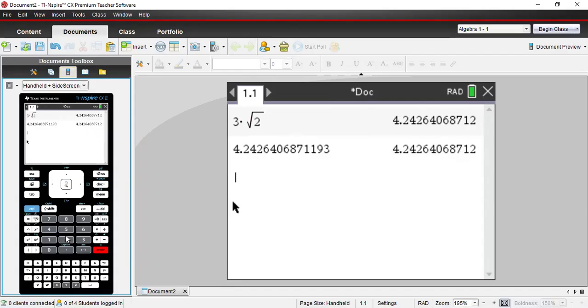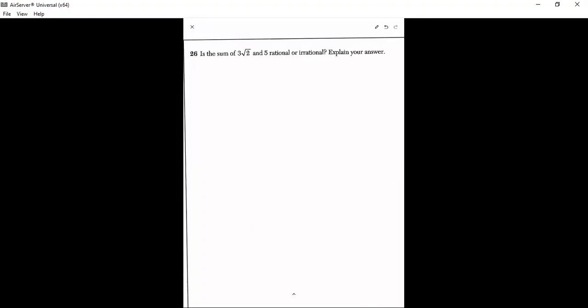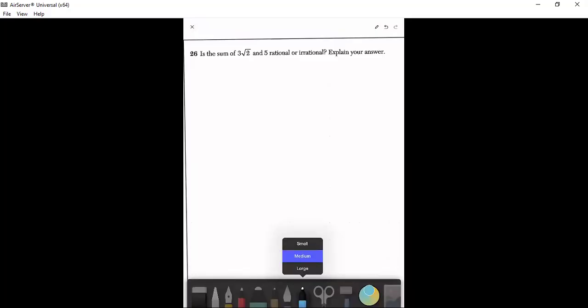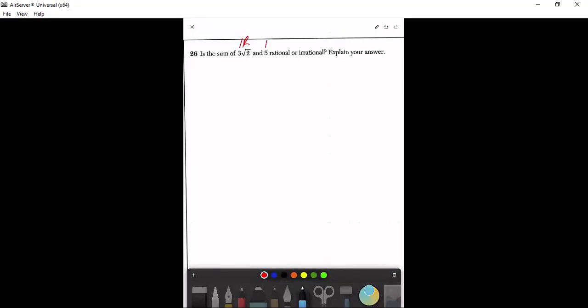And 5, of course, is just a rational number. It has no decimals at all. Okay. So all I'm going to do is go to my paper. Let me label them. This is irrational. This is rational. So if I do irrational plus rational, what do we get? Now, I know the rule is if I add an irrational plus a rational, I'm always going to get an irrational number. But again, if you don't know the rules, just use your calculator.